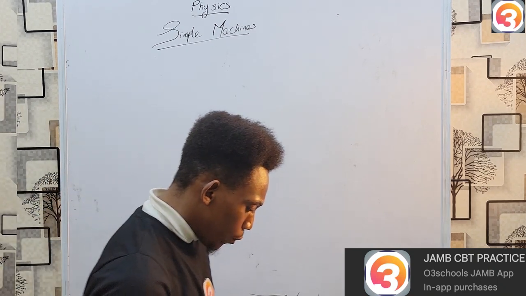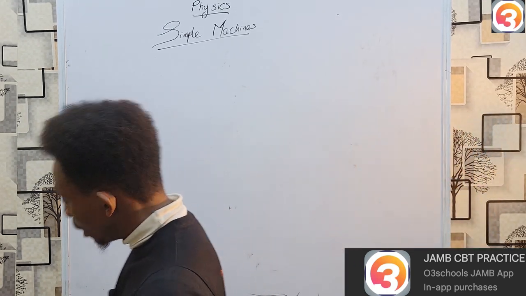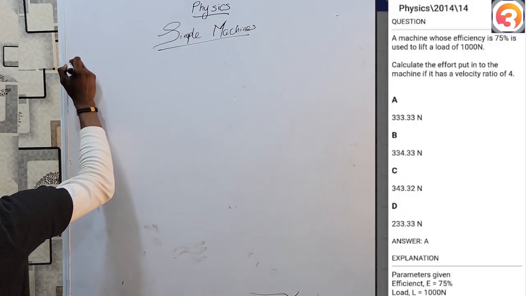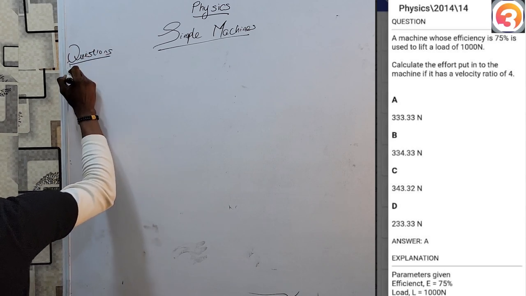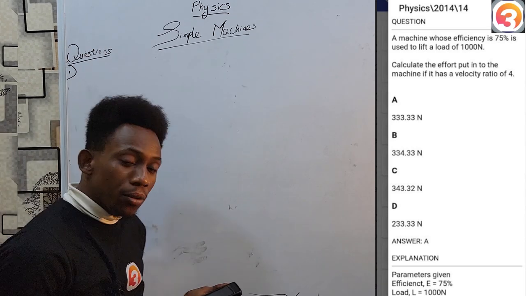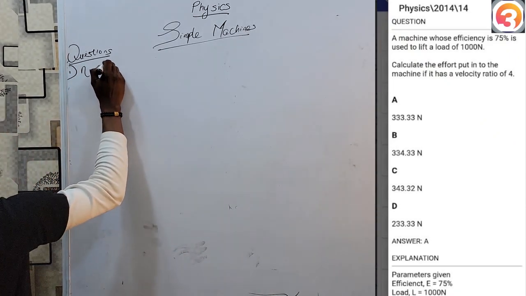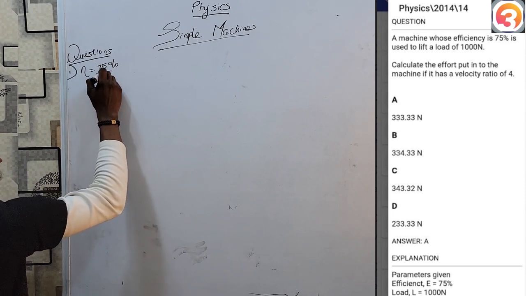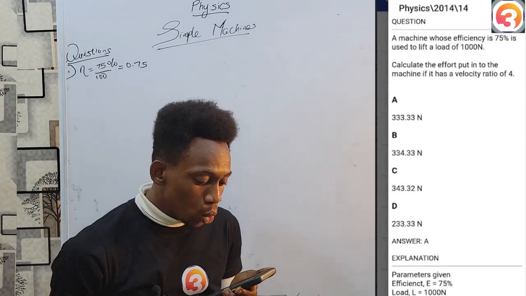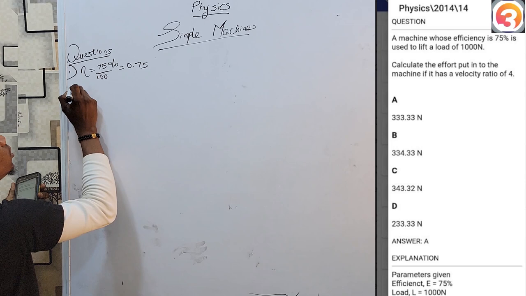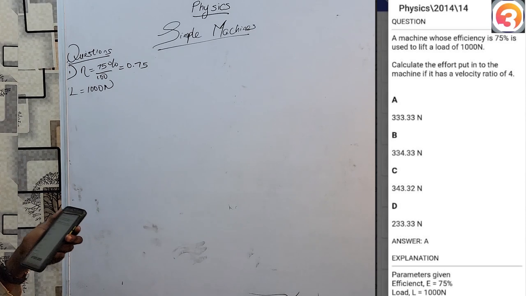Okay, so our first question comes from the year 2014, and we are looking at question number 14. A machine's efficiency is 75%. Simply divide this by 100 to remove the percentage: 0.75. It's used to lift a load of 1,000 newton. The load is 1,000 newton. Calculate the effort put into the machine.